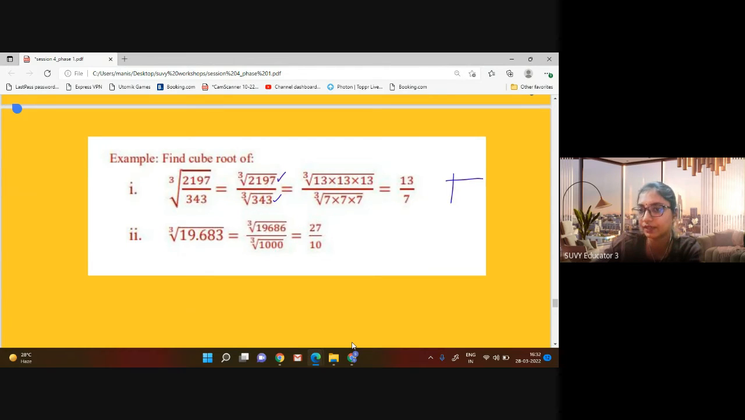So for 2197, we will start solving. Let's start with 13. 13 ones are 13, then 13 sixes are 78, then 13 nines are 117. Again, we will get 13 into 13. It means here it's a triplet, 13 into 13 into 13. In the same way, for 343: 7 into 7 into 7. So the cube root here is 7. So the answer is 13 upon 7.